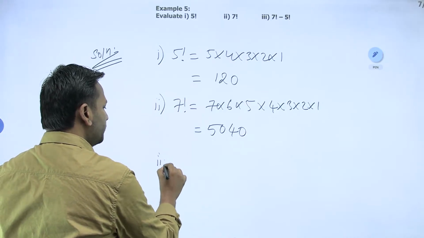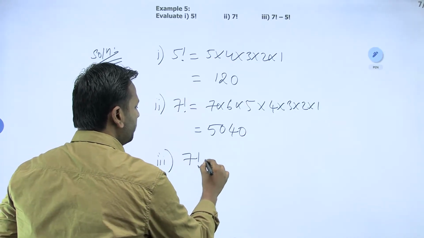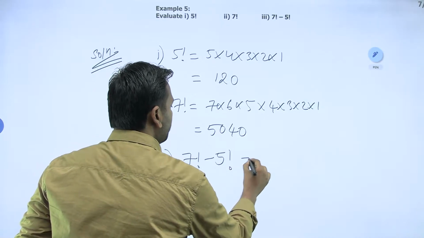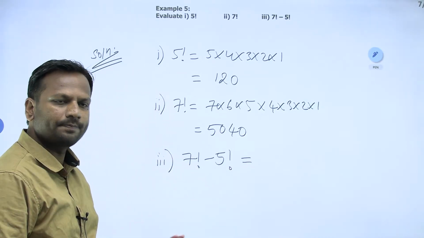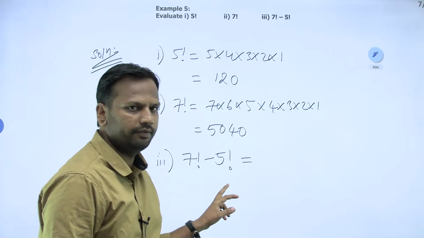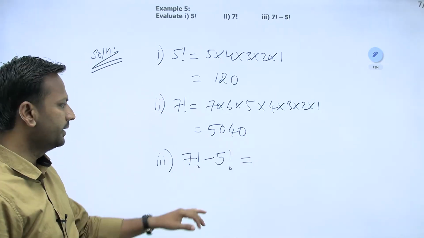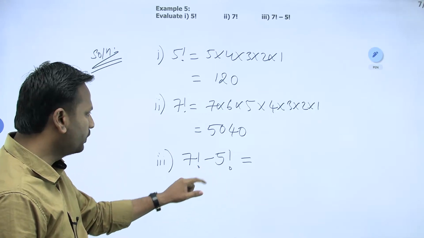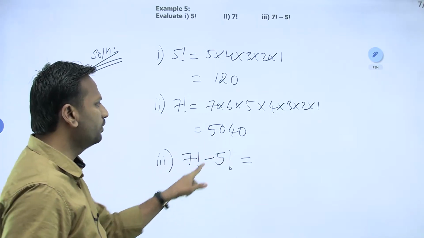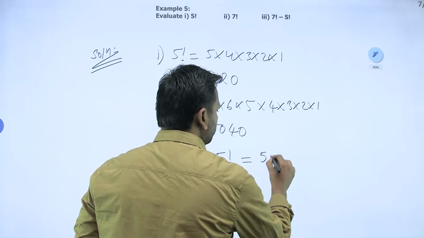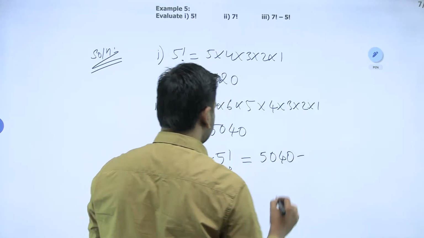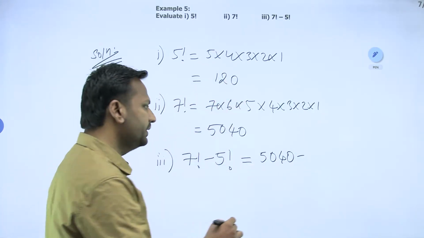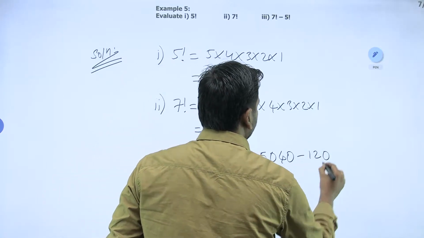Third one. What is the third one, students? 7 factorial minus 5 factorial. Is 7 factorial minus 5 factorial equal to 2 factorial? No, it's not, right? We did one such problem in the exercise. It won't be. So 7 factorial minus 5 factorial. 7 factorial value is 5040, minus 5 factorial we got here, which is 120.